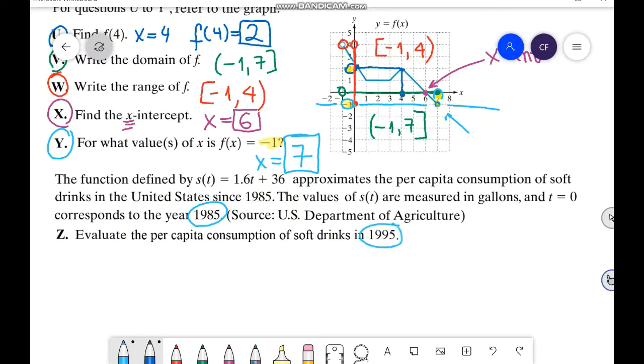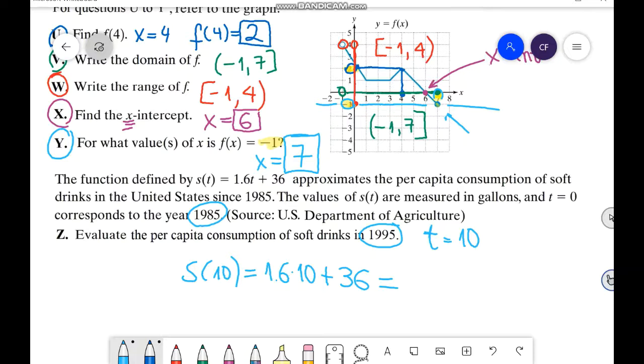And you have to find t. What's going to be t? Because t equals zero is 1985, in 1995 it's going to be 10 years later, right? 1995 minus 1985 is 10. That means t equals 10. Plug 10 into the function: S of 10 is going to be equal to 1.6 times 10 plus 36.